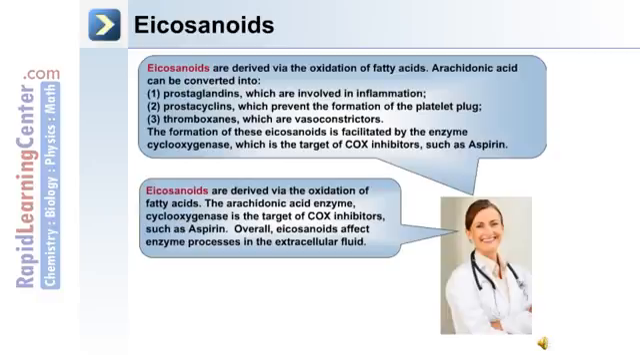Eicosanoids are derived via the oxidation of fatty acids. The enzyme cyclooxygenase is a target of COX inhibitors such as aspirin, and overall, eicosanoids affect enzyme processes in the extracellular fluid.